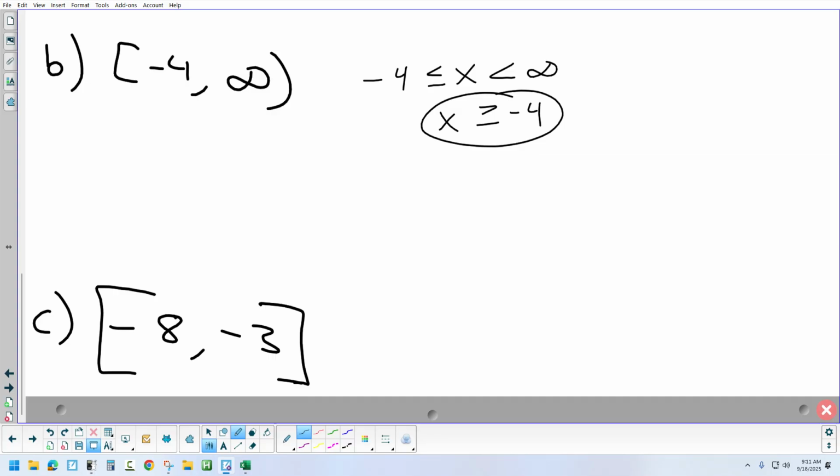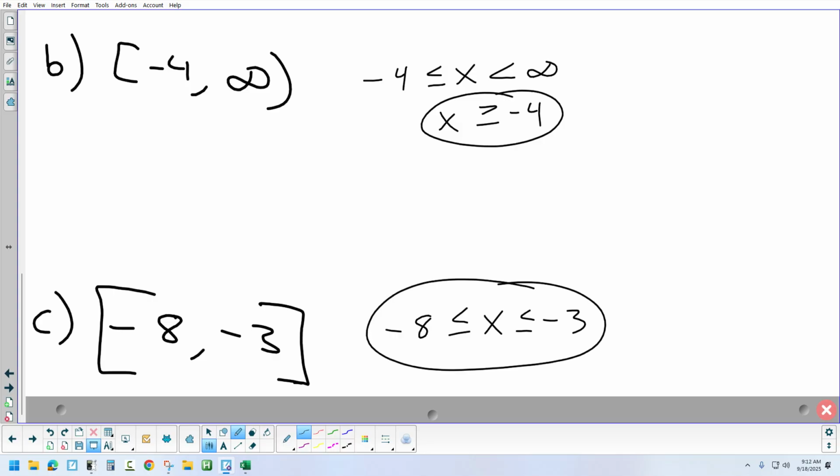How could we write that as an inequality? Yeah. -8 is less than or equal to x, and x is less than or equal to what? -3. Sorry. Yeah. So -8 less than or equal to x, x less than or equal to -3. Perfect. Any question how we translated that from set notation to inequality notation?